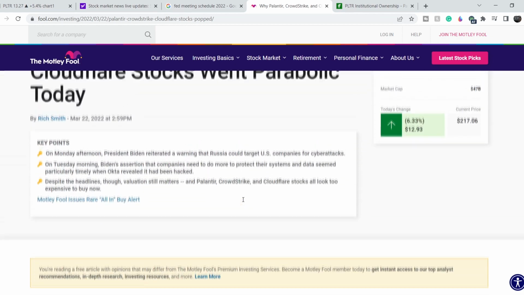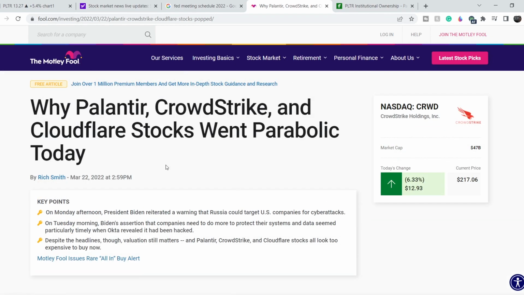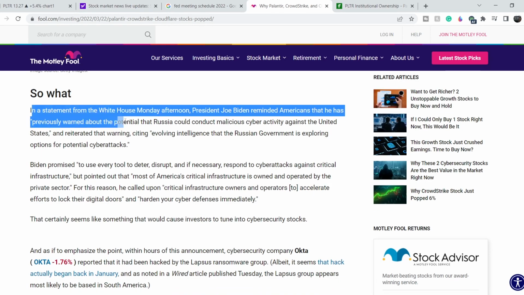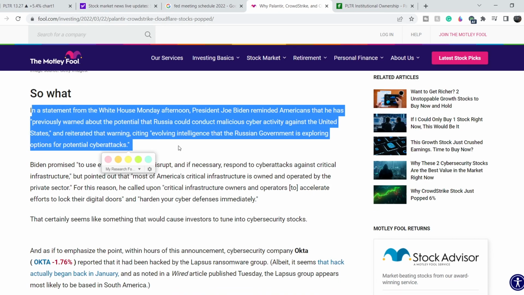So, let me show you another article. We are on motleyfool.com, and this article was published on March 22nd, and it says, why Palantir, CrowdStrike and Cloudflare stocks went parabolic today. Let me quote you this. In a statement from the White House Monday afternoon, President Joe Biden reminded Americans that he has previously warned about the potential that Russia could conduct malicious cyber activity against the United States, and reiterated that warning, citing evolving intelligence that the Russian government is exploring options for potential cyber attacks.